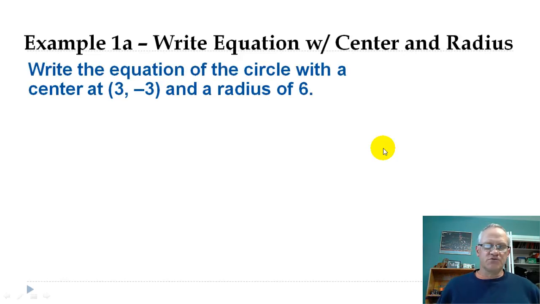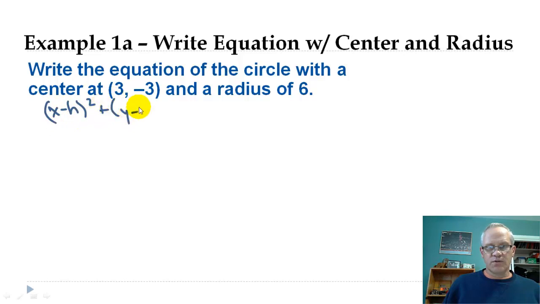It says, write the equation of a circle with a center at (3, -3) and a radius of 6. Okay, well, remember our formula there. It was x minus h squared plus y minus k squared equals radius squared. That was the general formula. All we need to do is just plug this stuff in the right spot. So here I've got x minus h. Well, which one's h? H is the x value of the center, so that's going to be 3.